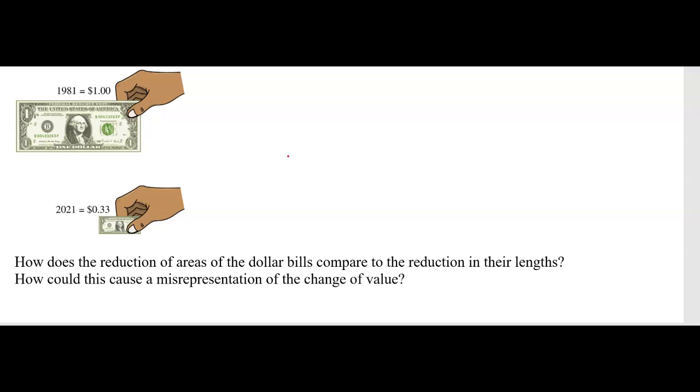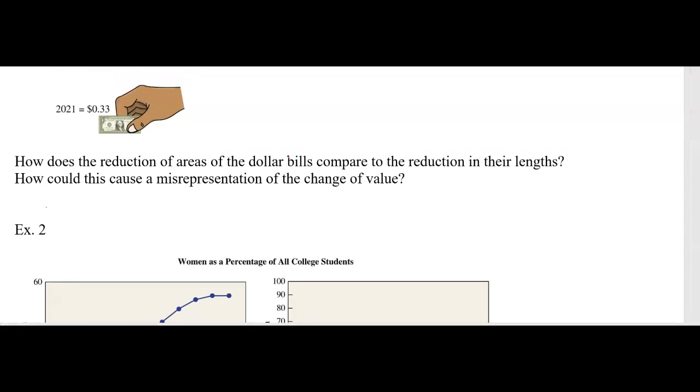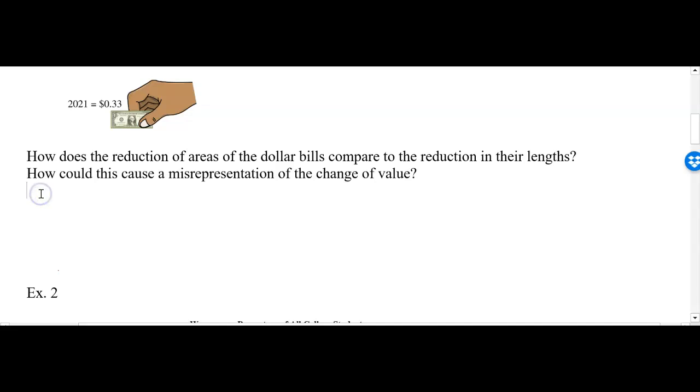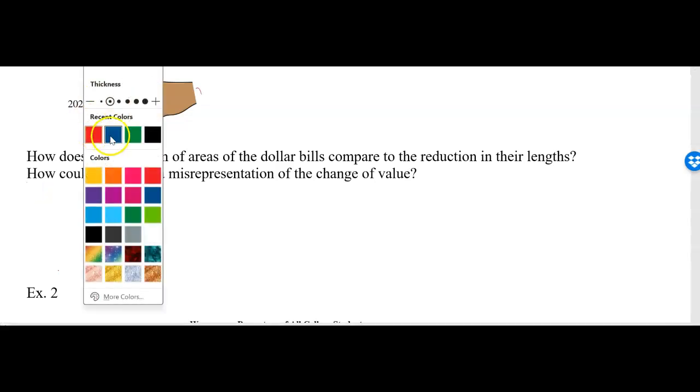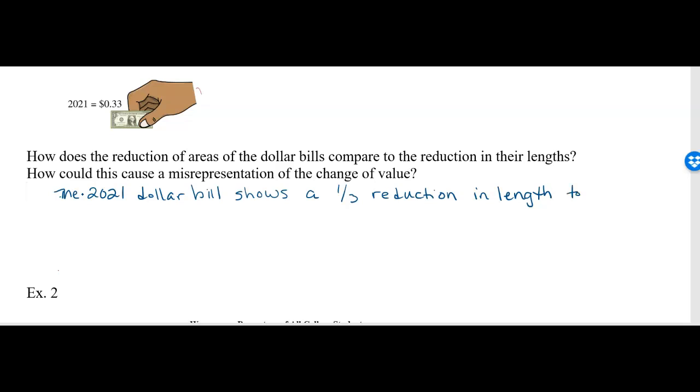So remember this picture, so I'm going to slide my screen up so we can write. So let's talk about this. And actually, let me make a little bit of space here because I think I'm going to have more to write here. But we're looking at the different pictures, the different sizes. And if you think about it, first of all, the 2021 dollar bill shows about, it looks like it's about a third, and we can just guesstimate, as I call it, a 1/3 reduction in length to the 1981 bill.